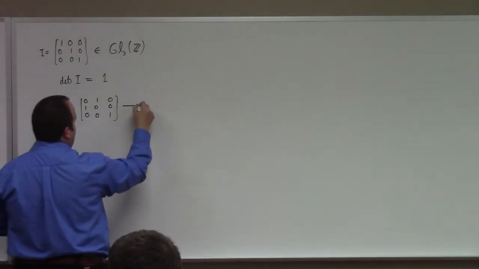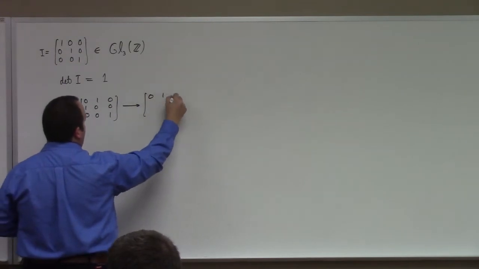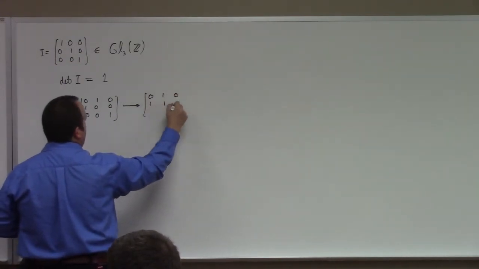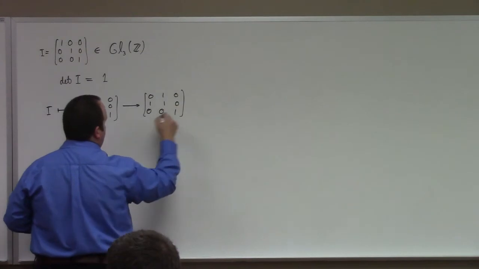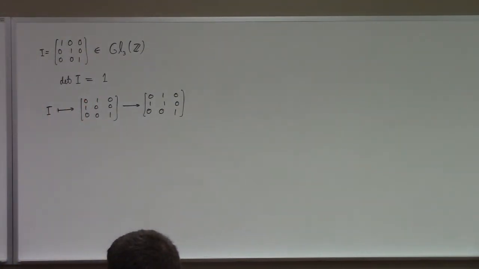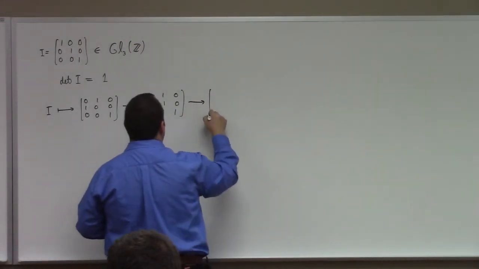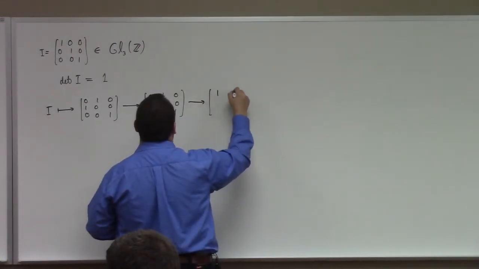How about this? I can do this. What did I just do? I added row 1 to row 2. Row additions don't change the determinant. So I can add rows all day long.